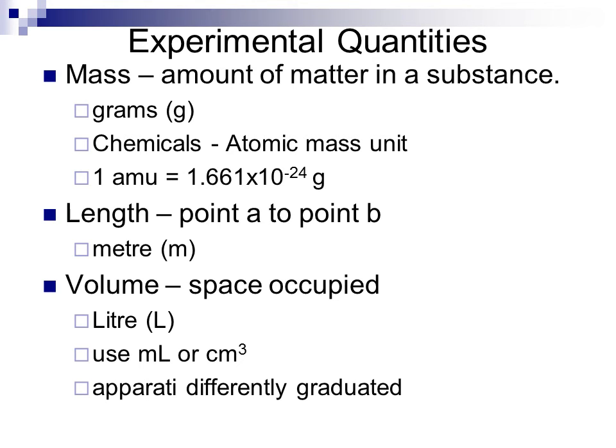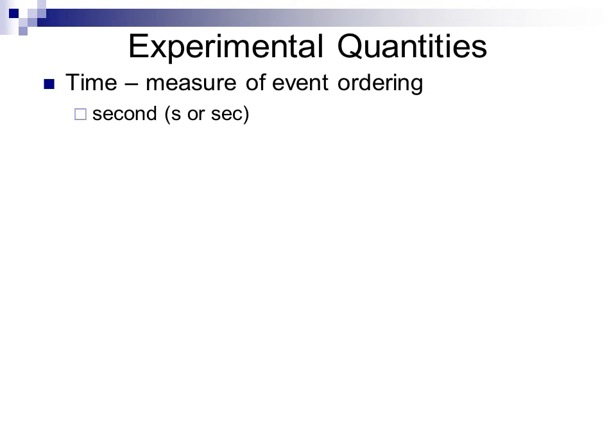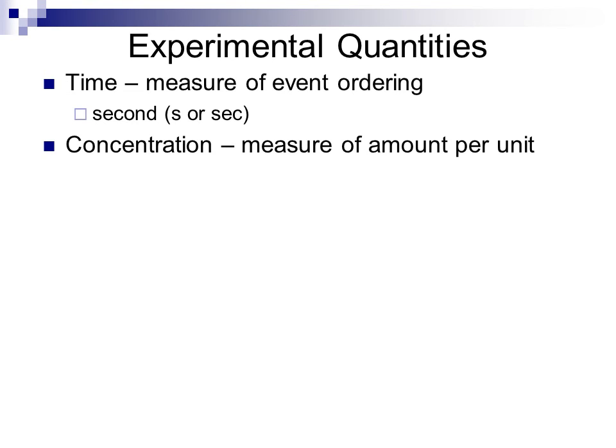Now, looking at the different apparatus that we use, or the apparati that we deal with, their graduations may differ depending upon their utility. An instrument which is designed to measure only one single particular volume may have very, very, very high precision. But an instrument that can measure multiple different volumes probably has lower precision. Time is a measure of event ordering in a situation. And so when we measure time, we generally measure time in seconds, which are abbreviated s or sec.